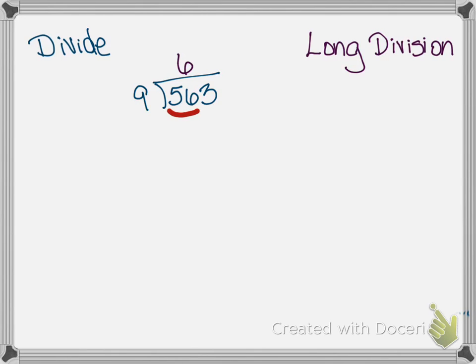So we put that 6 right above the tens place because we're asking ourselves how many times does 9 go into 56. So then we take the 6 times 9, which is 54, and then we subtract. When we subtract, we say 6 minus 4 is 2, and then we bring down this 3. Okay? So one of the things that I want you to remember is that we subtract here. In the long division process, we're subtracting right there.